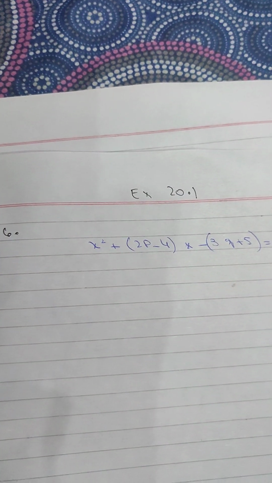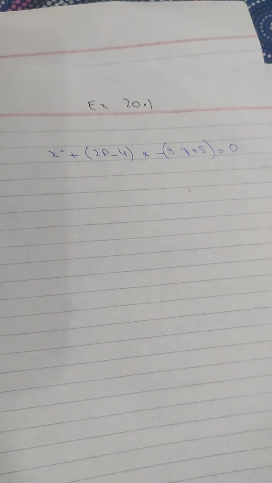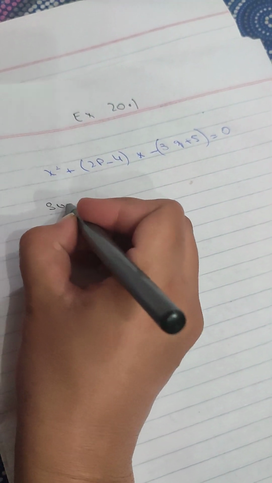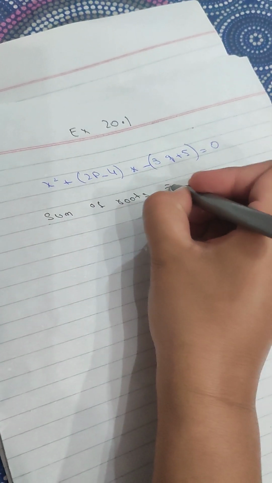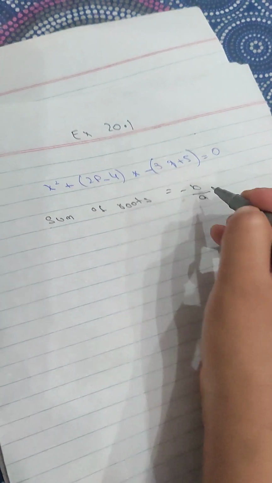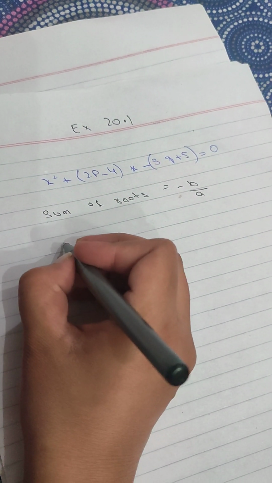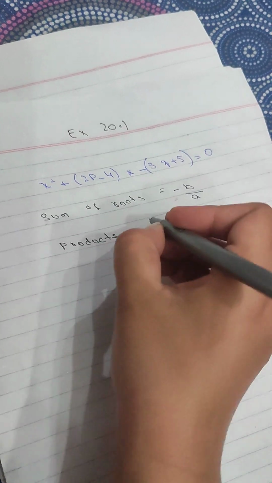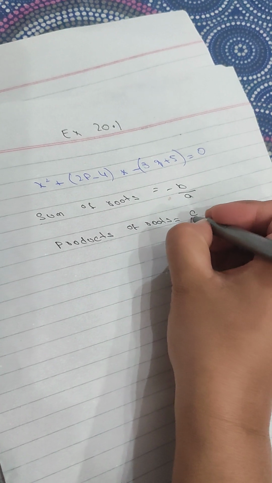It is given to us that the roots are vanished. Roots are vanished means here I am going to introduce a new formula to you, which is sum of roots is equal to minus b upon a. Similarly, product of roots equals c upon a.